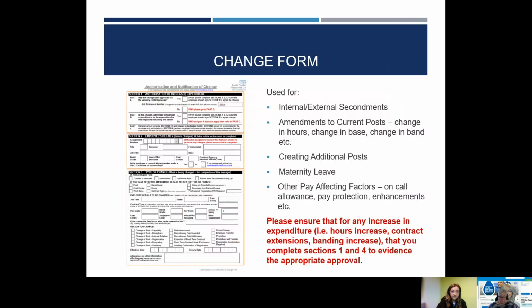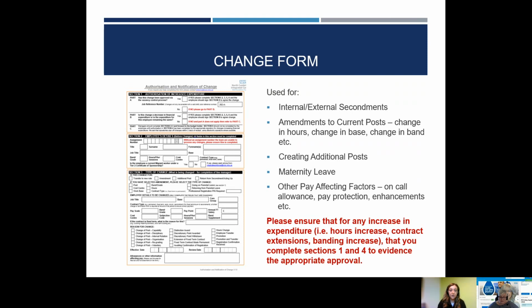Then we have a notification of change form. So this should be used if an employee is going on internal or external secondment, if there has been any changes to an employee's current post, such as a change in hours, a change in base, or a change in band, etc. Creating an additional post, for example, a creation of a bank post to enable an employee to claim additional hours, work that differs from their substantive role.